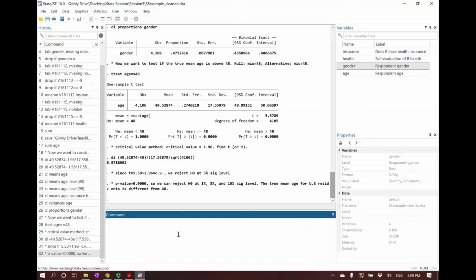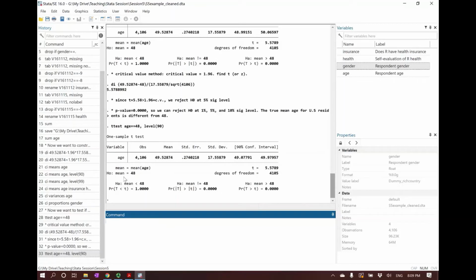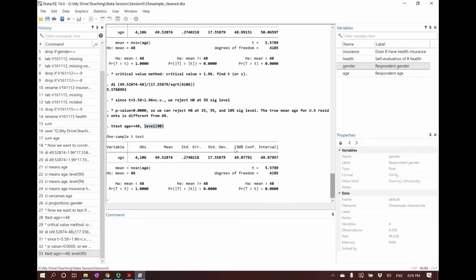Okay. Of course, if you do the t-test age equals to 48 with a comma showing level of 90%. Okay. So your hypothesis testing will not change or be affected by this option at all. You see the t-statistic is still the same, the p-values are still the same. The only thing that's affected is that it will override the 95% confidence interval and show a 90% confidence interval for you. So this option is always for the confidence interval.